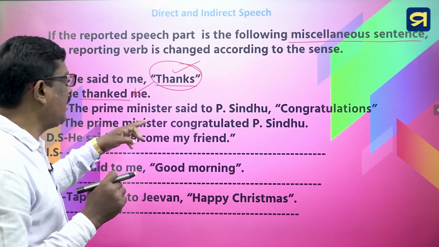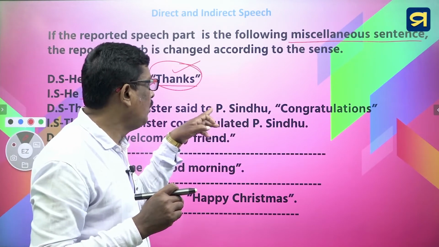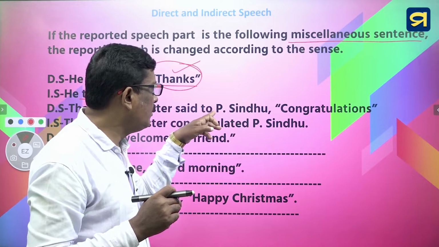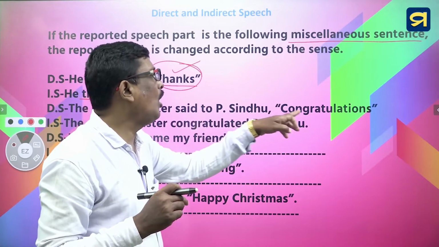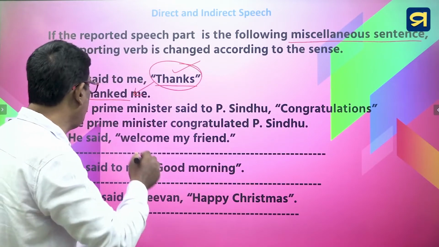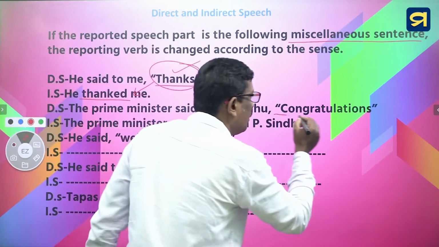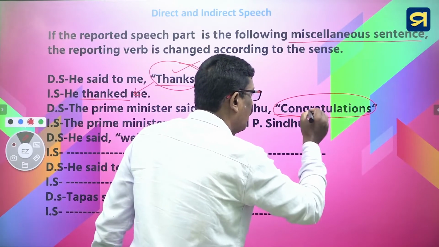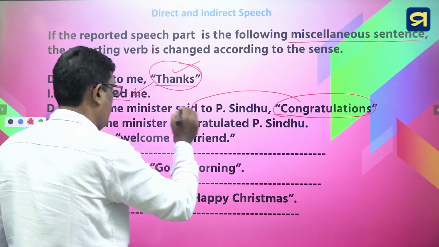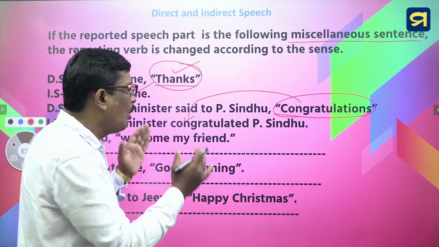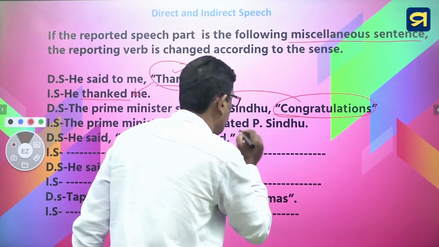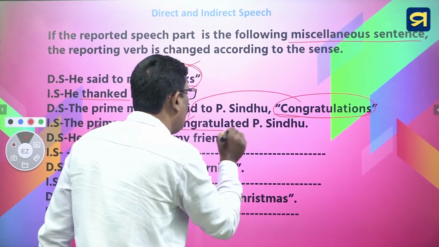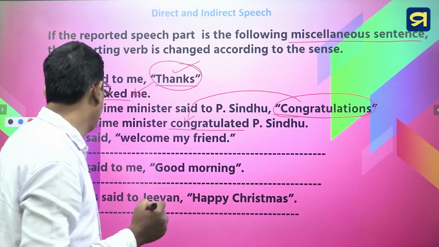The Prime Minister said to P. Sindhu, P. Sindhu means what? P.V. Sindhu, "Congratulations." That means congratulations is a noun and now it will be changed into a verb. That means the Prime Minister congratulated P. Sindhu. You see, so according to the sense it has been changed.